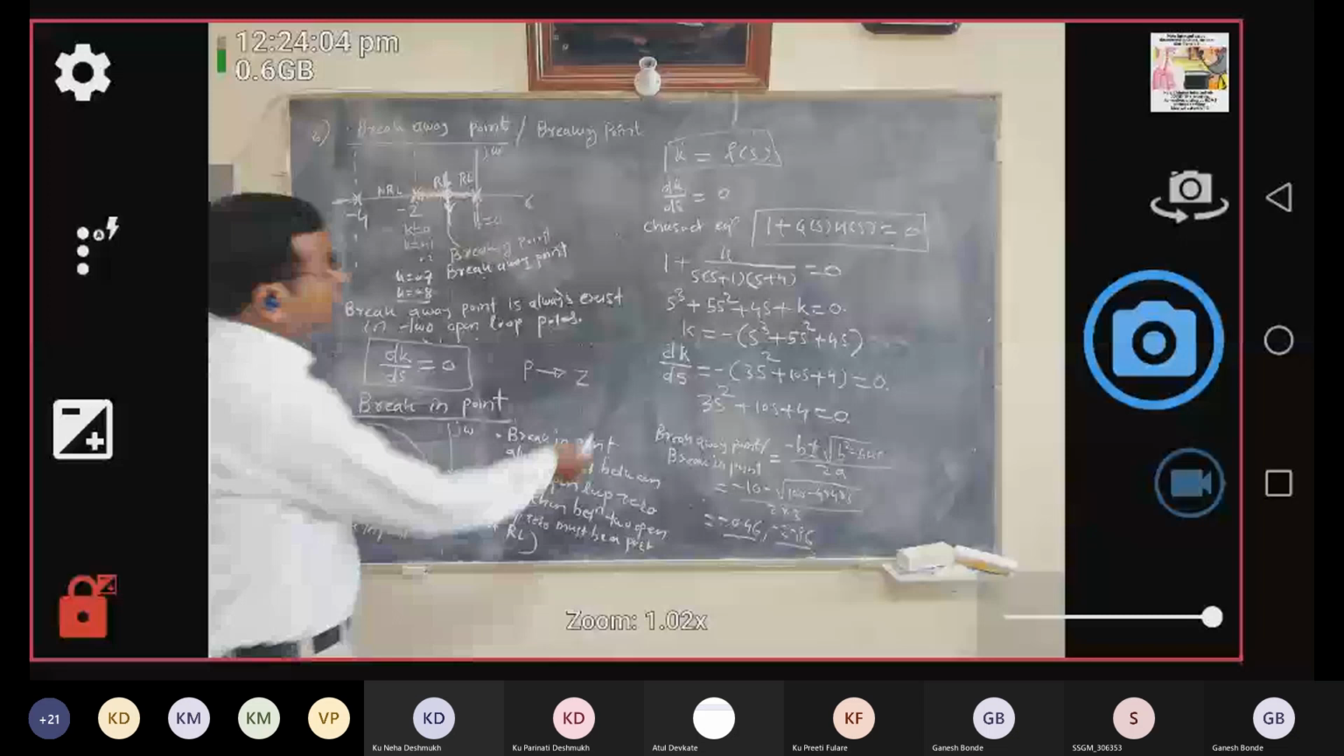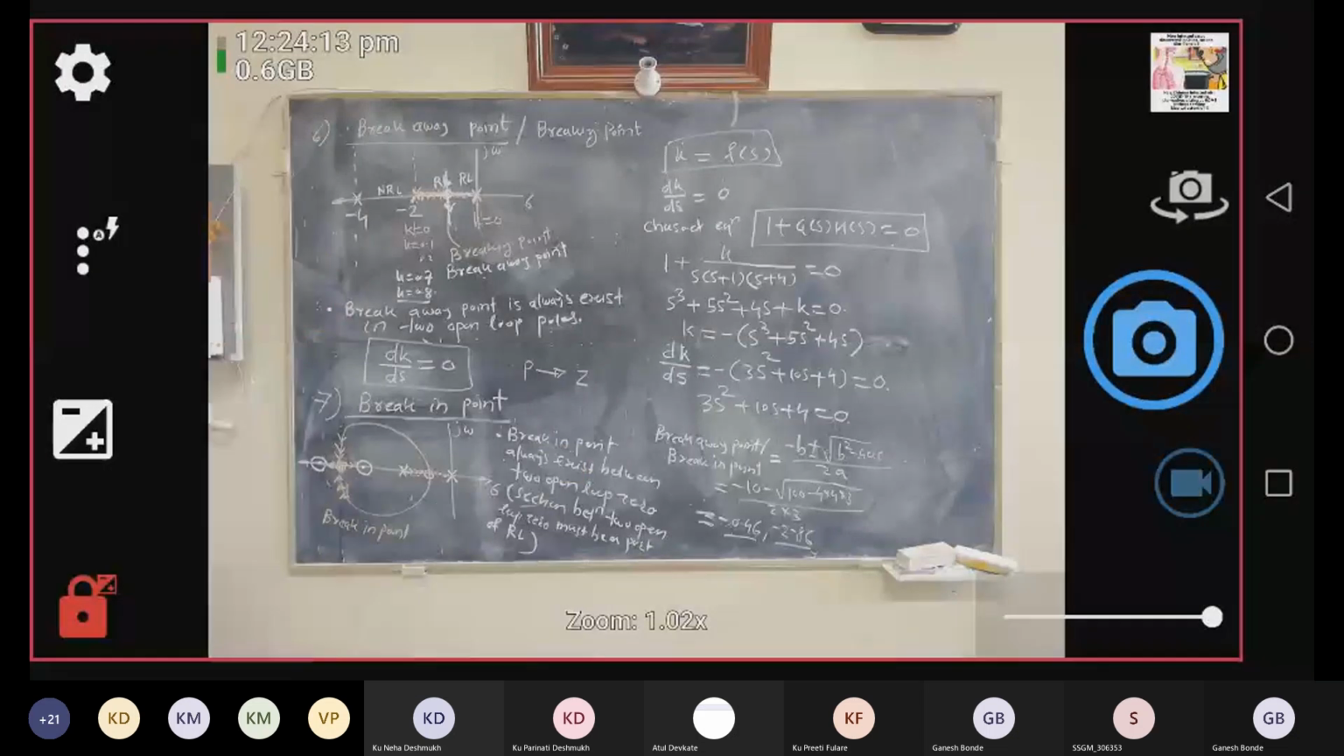So in this way we can determine it from the characteristic equation. While determining the breakaway point or break-in point, just remember dK by ds must be equal to 0. Okay, so please note this down. So this is our step number 6 or 7. So only 2 steps are remaining.